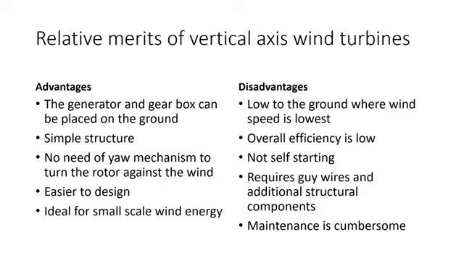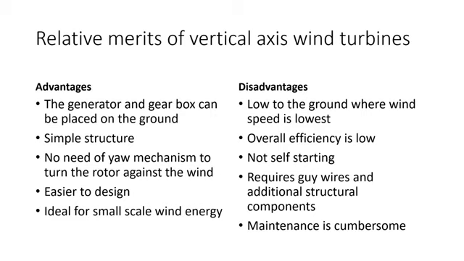Here in this slide is listed the relative merits of vertical axis wind turbines. The advantages of the vertical axis wind turbines are the generator and the gearbox can be placed on the ground. The structure is simple and there is no need of yaw mechanism to turn the rotor against the wind. These structures are easier to design and very ideal for small-scale wind energy.